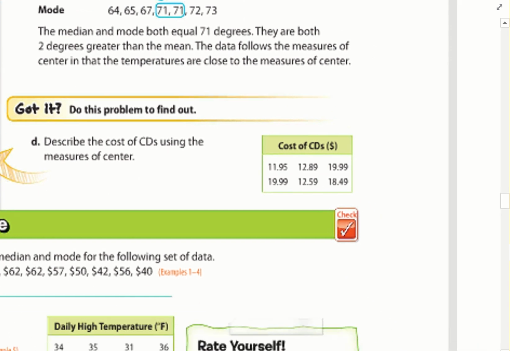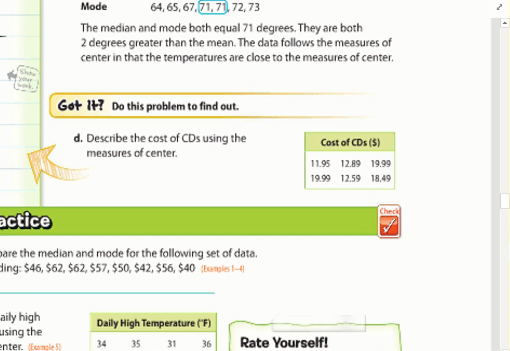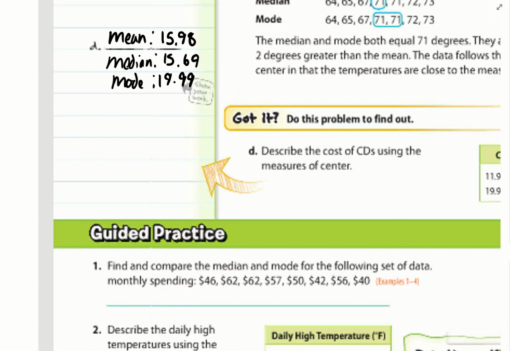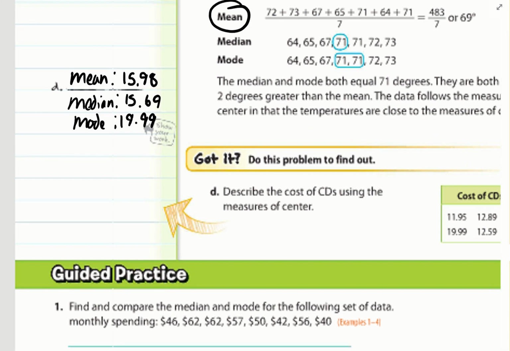So go ahead and try D. My mean is 15 and 98, median 15 and 69 hundredths, and my mode is 1999. And that's the end of the lesson, so thank you for watching.